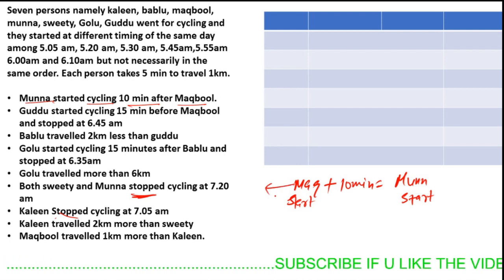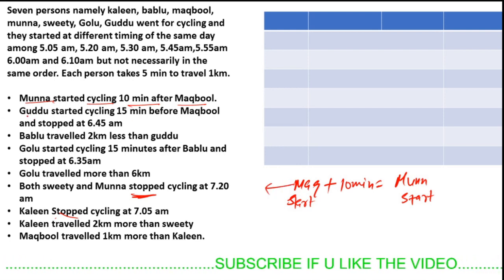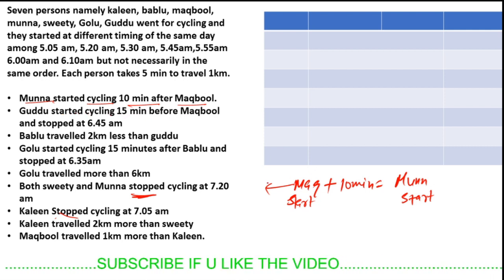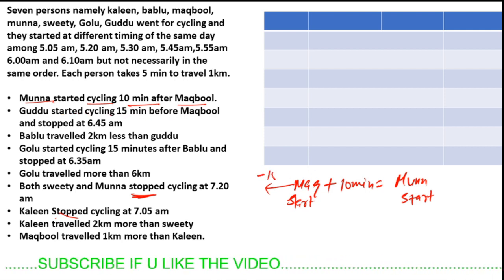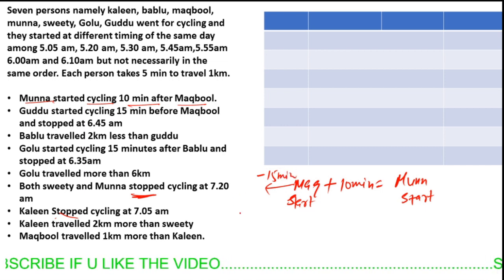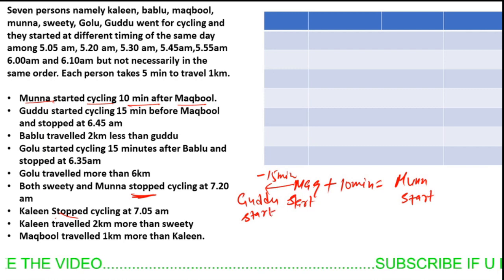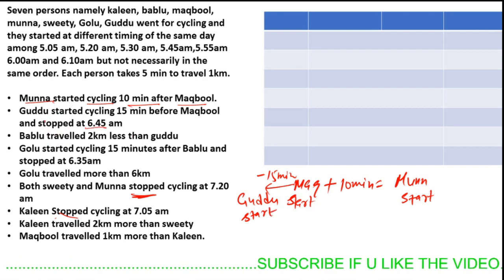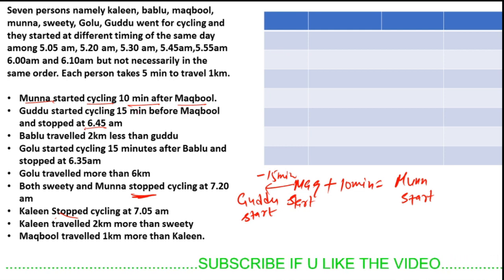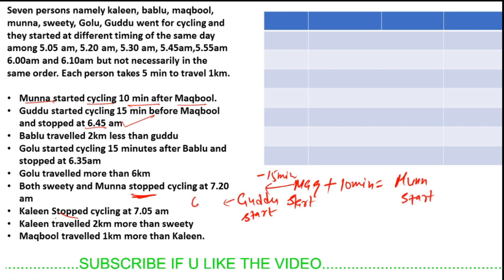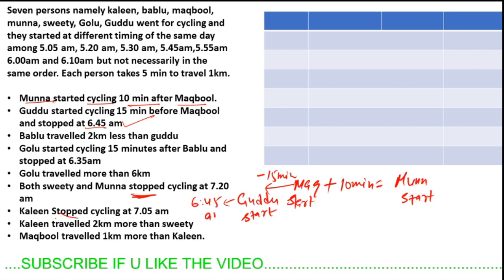Then our second hint is Guddu started cycling 15 minutes before Makbul. So 15 minutes before Makbul, Guddu starts. And we also know that Guddu stopped at 6:45 a.m. Guddu starts cycling 15 minutes before Makbul and stops at 6:45.